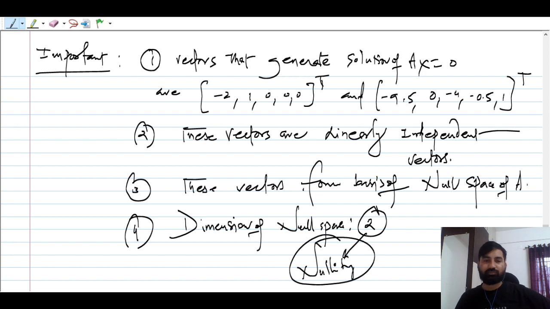Nullity, right? And remember, the nullity is going to be equal to the free variables. Jitne free variables honge, utna wahi nullity hoga. Aur jitne free variables aate hain, they are the dimension of the null space. So nullity, free variables, dimension, you can relate for null space, right? I hope this makes sense to you. This is very important to remember.